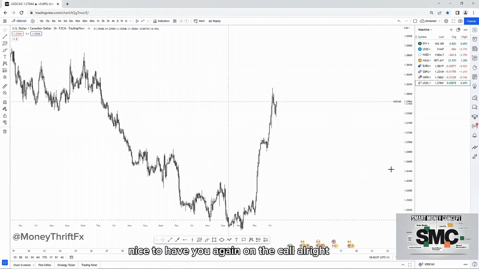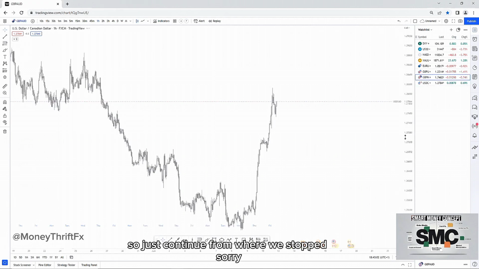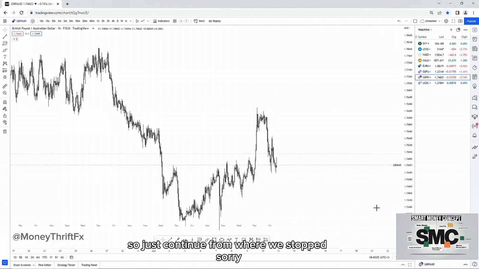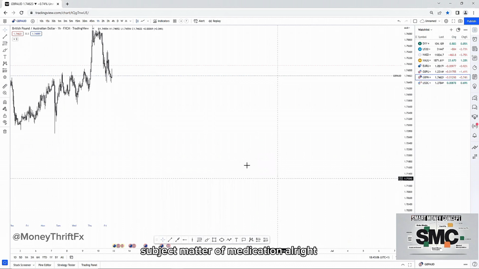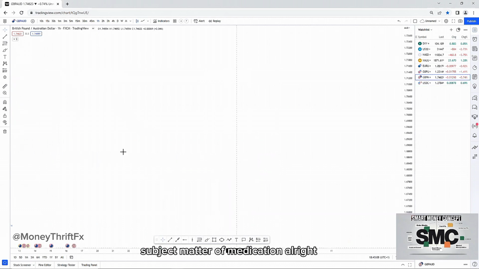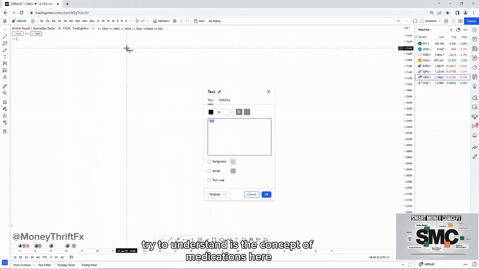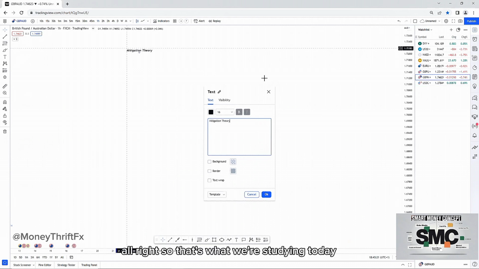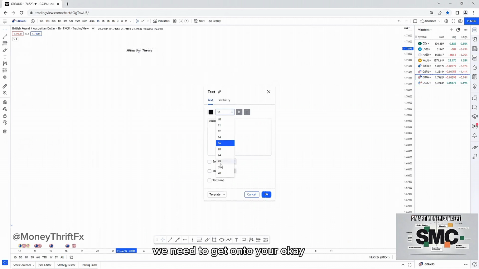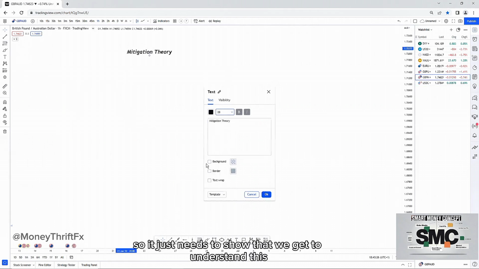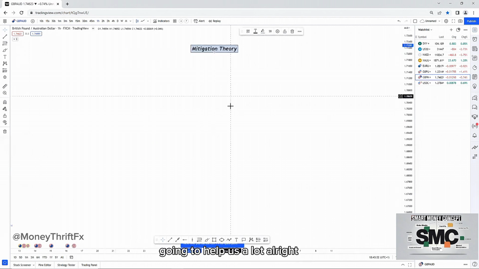All right. So we'll just continue from where we stopped. I'm going to be looking at today's subject matter of mitigation. What we're going to be studying today is the concept of mitigation theory. Alright, so that's what we're studying today, mitigation theory. It's necessary that we get to understand this. It's going to help us a lot.